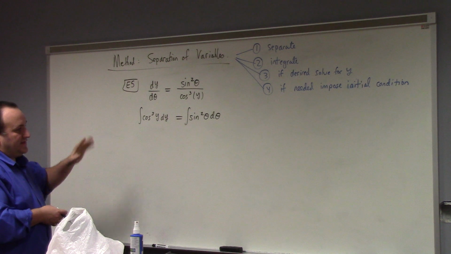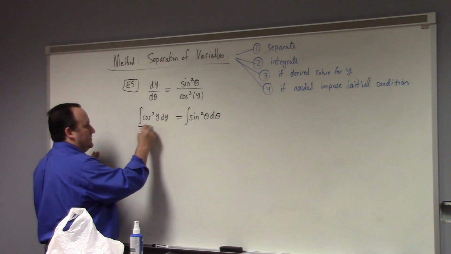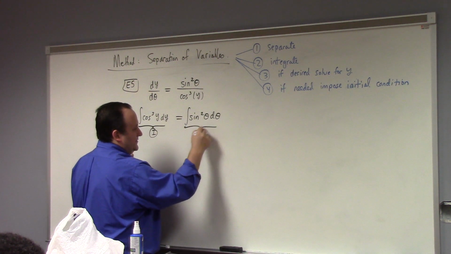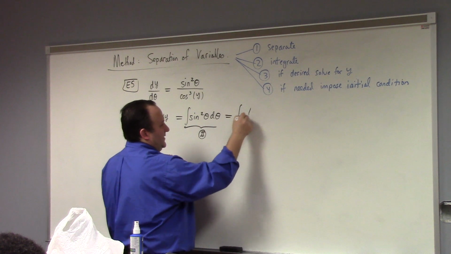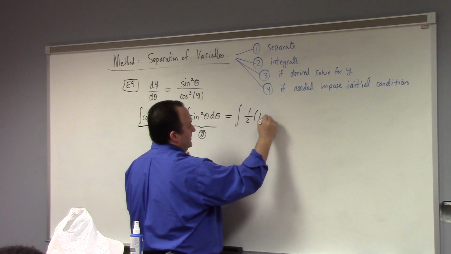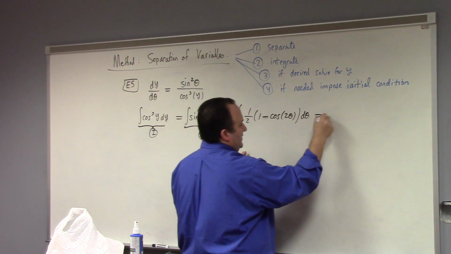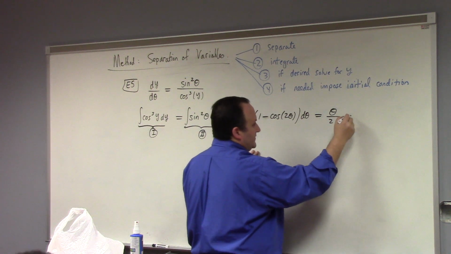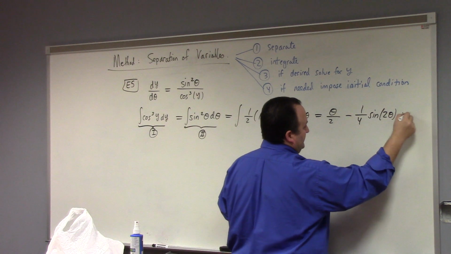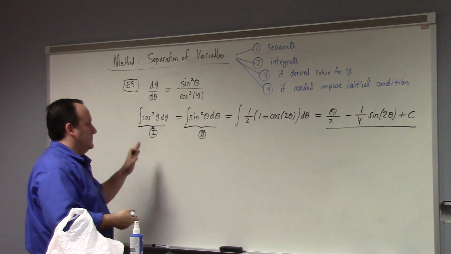But now these two integrals I'd like to do separately, not at the same time. So let me call this one 1 and this one 2. Now 2 I can do right here. That's the integral of 1/2, 1 minus cosine 2 theta d theta, which we integrate to theta over 2 minus 1/4 sine twice theta plus a constant. There you go. That's the integral of the right-hand side.